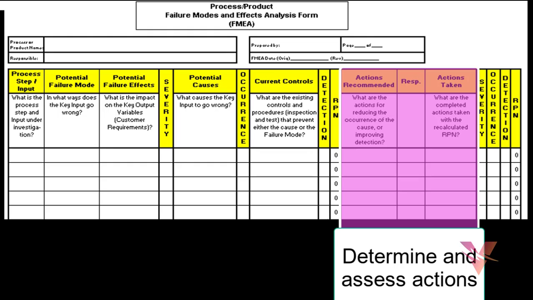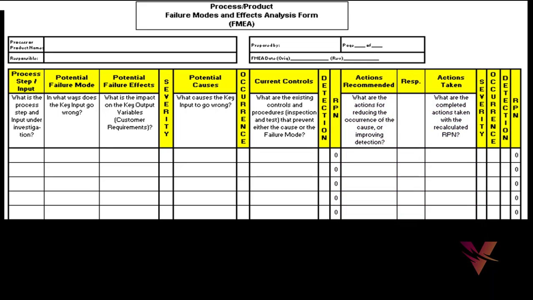Calculate severity, occurrence, detection after implementing the new solution to overcome the failure. And what will be the risk priority number after implementing the solution. Okay, so I will brief it once again.